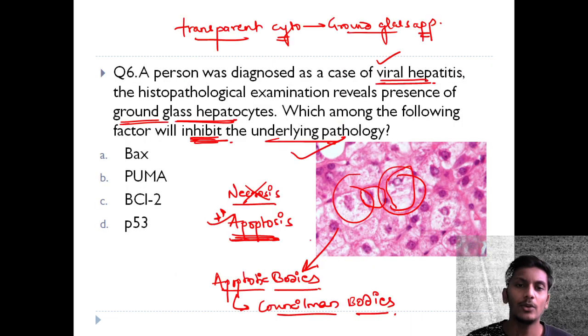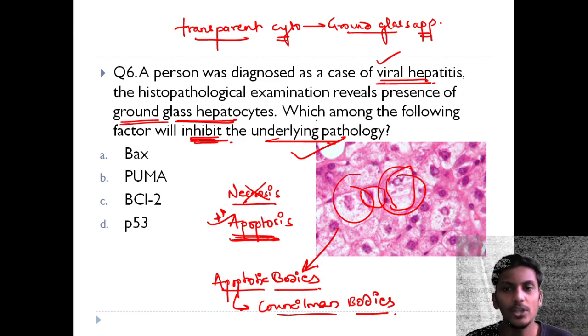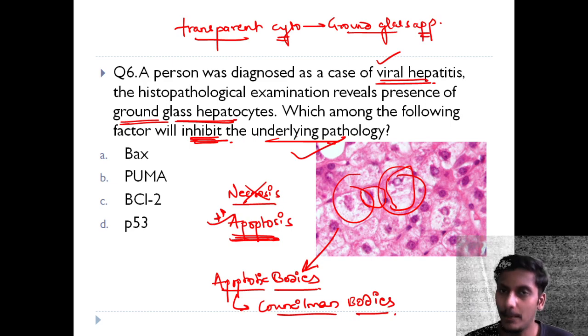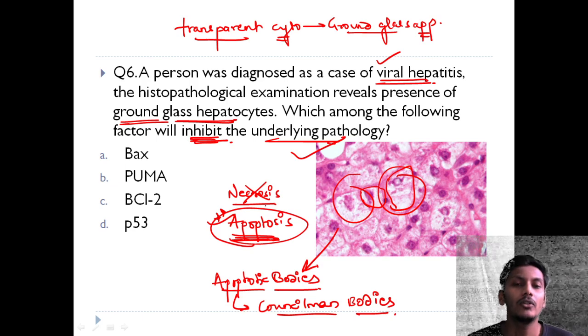Now let's get back to our question. So a person was diagnosed as a case of viral hepatitis. HPE shows ground glass hepatocytes. Which among the following factors will inhibit the underlying pathology? Underlying pathology is apoptosis. So which among the following will inhibit apoptosis? That is, which among the following is an anti-apoptotic factor?